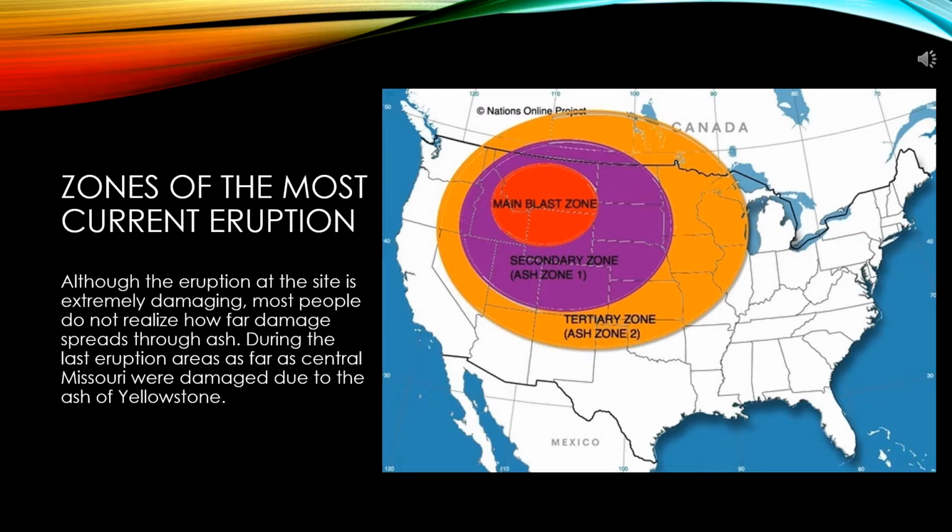The last time Yellowstone erupted, 640,000 years ago, it affected a very large portion of the United States. As you can see in the image provided, the ashes that occurred along with the explosion spanned miles and miles away from where the actual volcano lays. Ashes spread even as far as central Missouri.